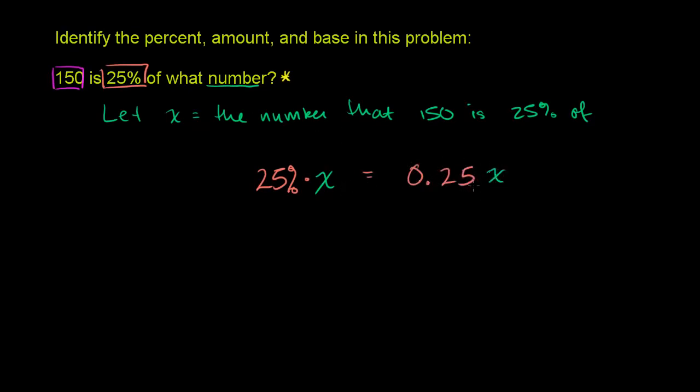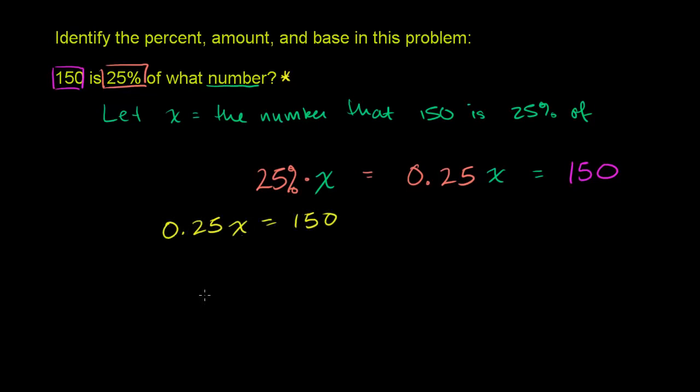So if you start with that number, you take 25% of it, or you multiply it by 0.25, that is going to be equal to 150. 150 is 25% of this number. And then you can solve for x. So let's just start with this one over here. Let me just write it separately so you understand what I'm doing. 0.25 times some number is equal to 150.